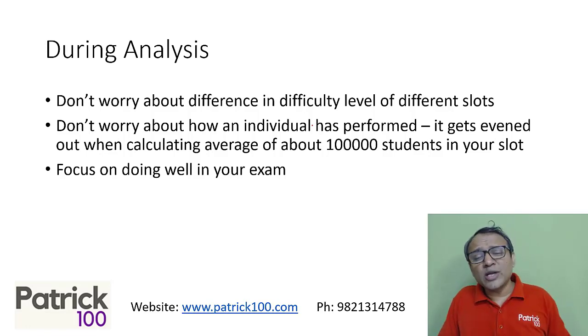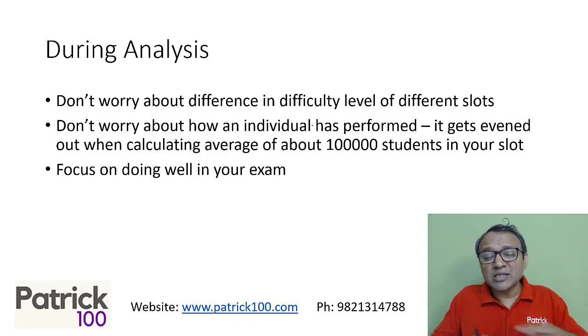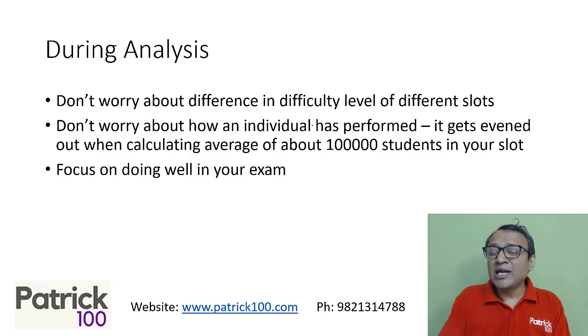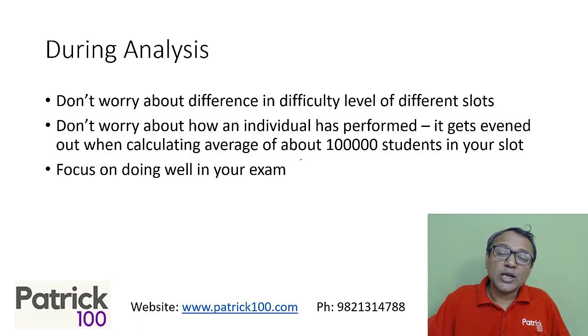Also, don't worry about individual performance, how your friend has performed, because there are 1 lakh people writing the exam. One person's marks, when you divide by 1 lakh, become a very, very small part of the whole. So individual marks don't count. Remember that almost 3 lakh people are writing the exam, 1 lakh per slot. If there are 1 lakh writing in your slot, your marks are compared with 1 lakh people and the average is calculated. So it doesn't make a difference if one person has scored high or low. It's the average of all the 1 lakh people. So don't worry about what one individual has scored in your slot.